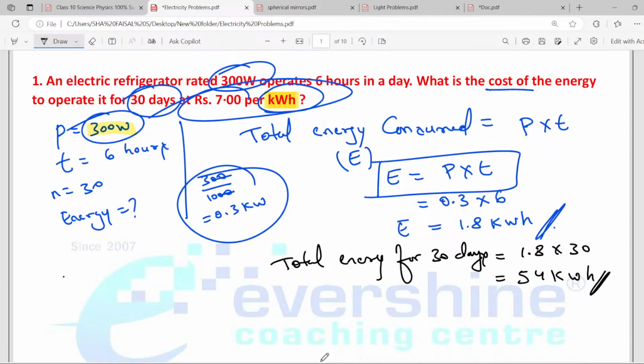We are consuming for 30 days 1.8 into 30, that is 54 kilowatt hour. Then total cost will be how much? Total energy for 30 days, that is 54 into what is per unit? 7. So 54 into 7, that gives you rupees around 378.